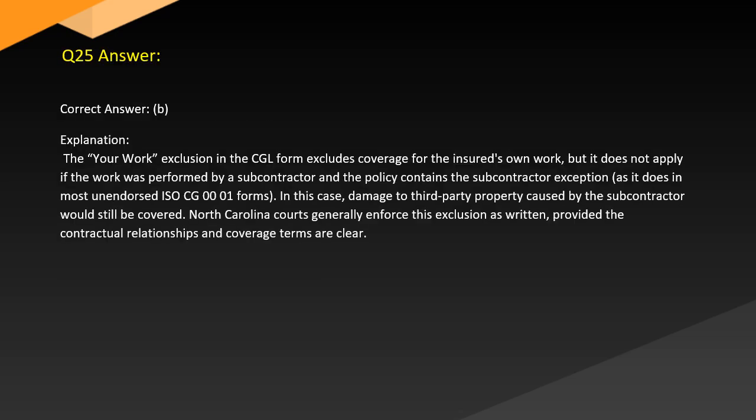Answer. Correct answer: B. Explanation: The your work exclusion in the CGL form excludes coverage for the insured's own work, but it does not apply if the work was performed by a subcontractor and the policy contains the subcontractor exception, as it does in most unendorsed CG 00 01 forms. In this case, damage to third-party property caused by the subcontractor would still be covered. North Carolina courts generally enforce this exclusion as written, provided the contractual relationships and coverage terms are clear.